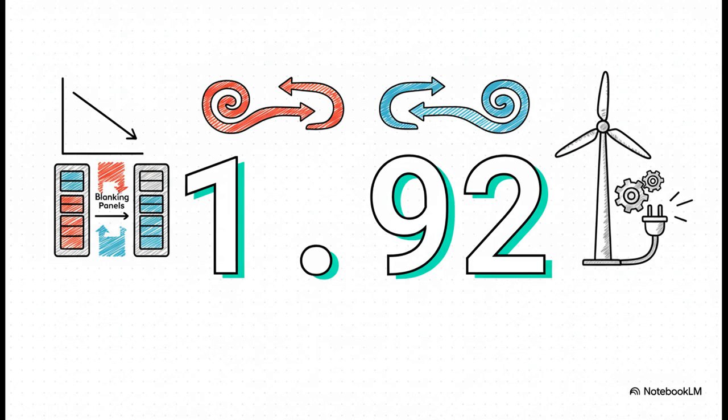But then, by analyzing the historical temperature and airflow data, they found some super simple optimizations. Things like adding blanking panels and just rearranging racks to stop hot and cold air from mixing. And the result? The PUE dropped all the way to 1.92. I mean, that change represents a huge reduction in wasted energy. And they did it without buying a single new piece of equipment.